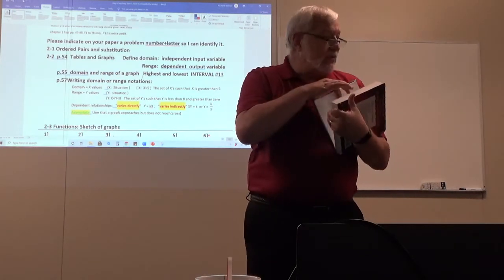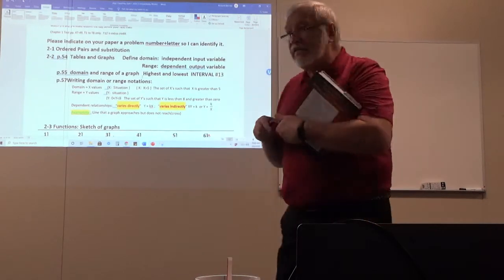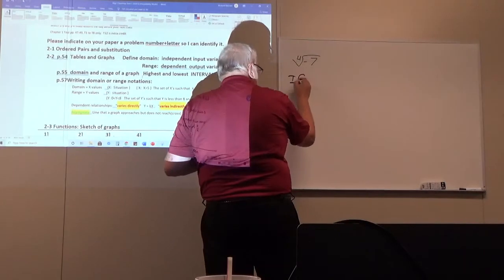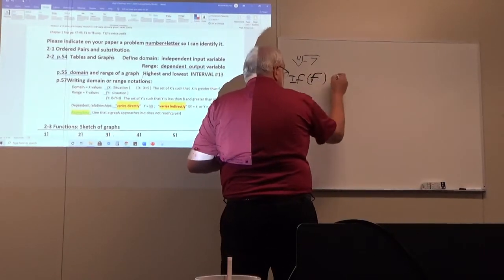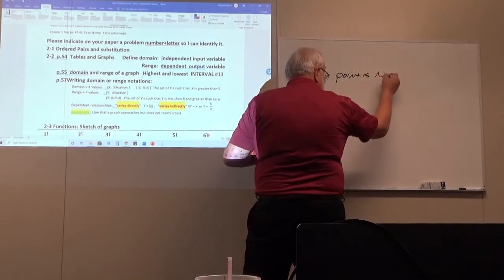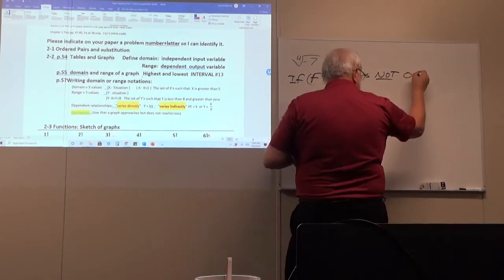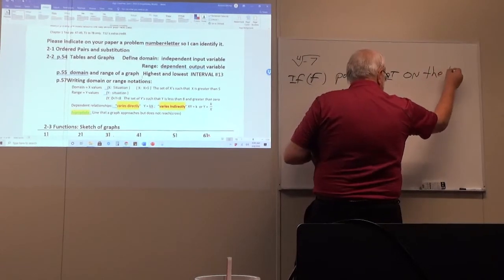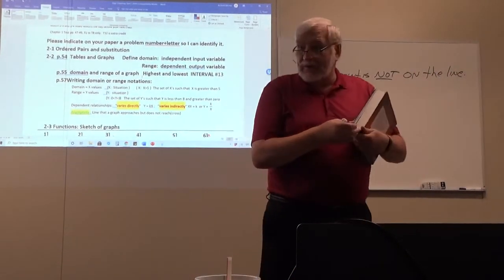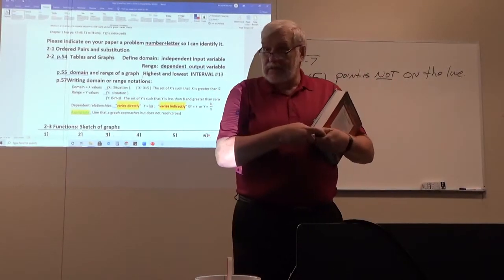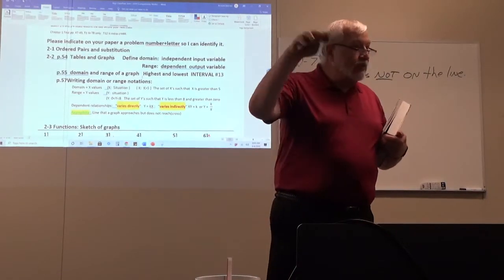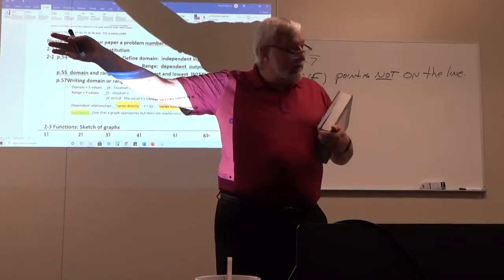So here's what I want in your notes. If false, point is not on the line, and later on we're going to find that line and graph are going to be the same thing. All right? So if it's false, then the point's not on the line.